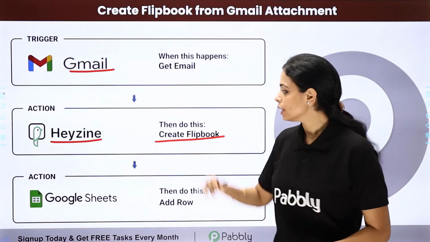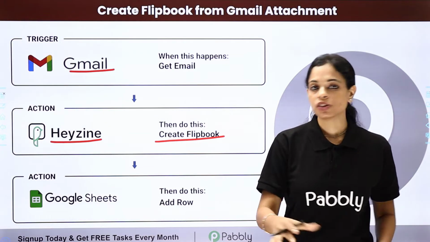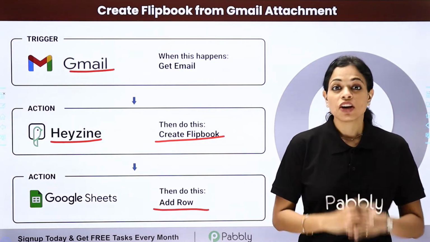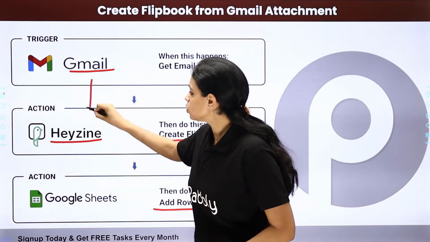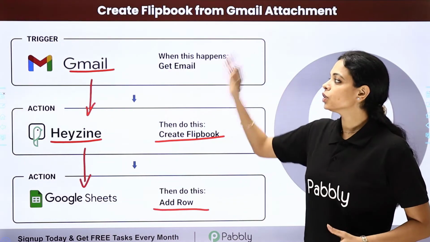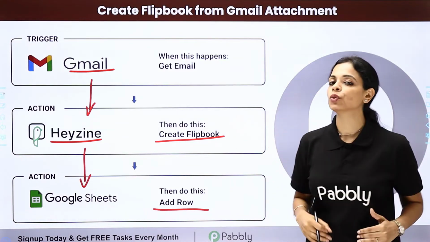And then you want the link of this flipbook to be shared on your Google Sheets, right? And should be added as a new row. Now, how can you do that? For this, you will have to integrate these three applications, and the same can be done using Pabbly Connect software. Here, your trigger application would be Gmail and your action applications would be Heyzine and Google Sheets.